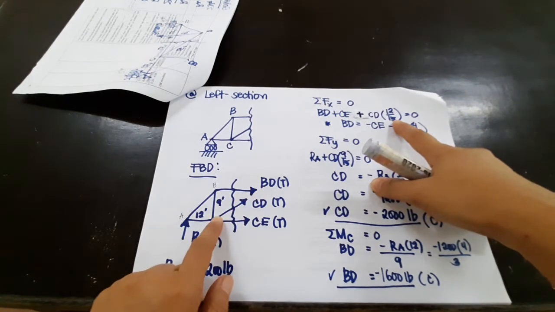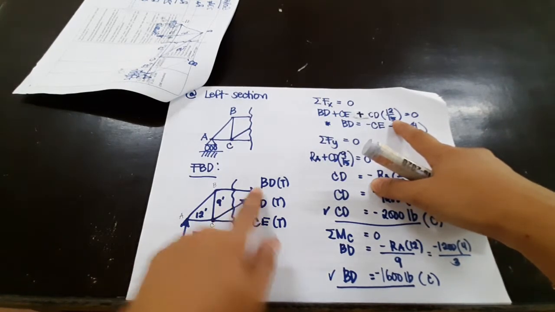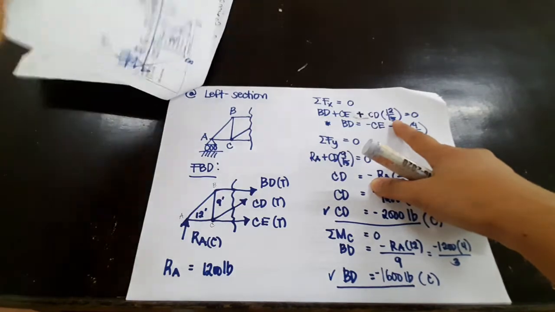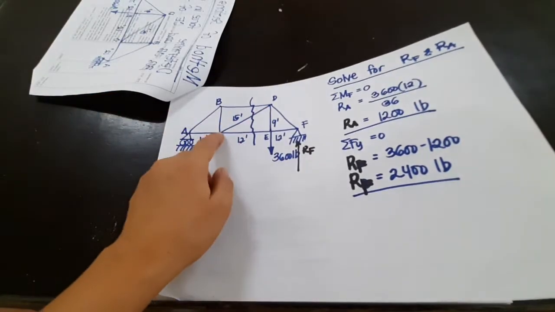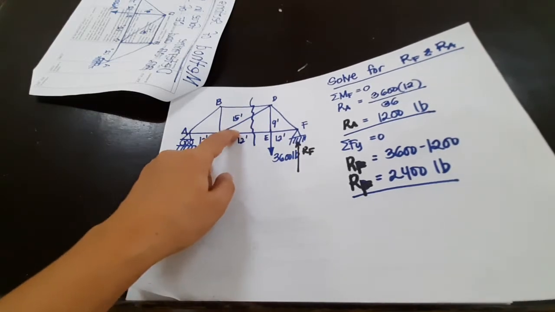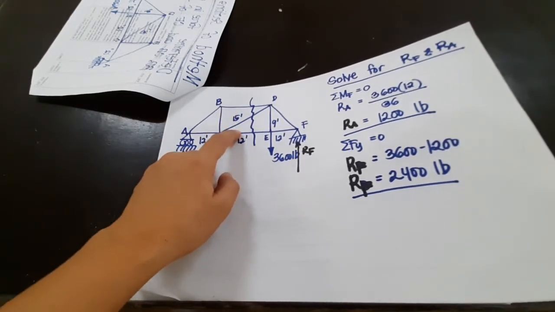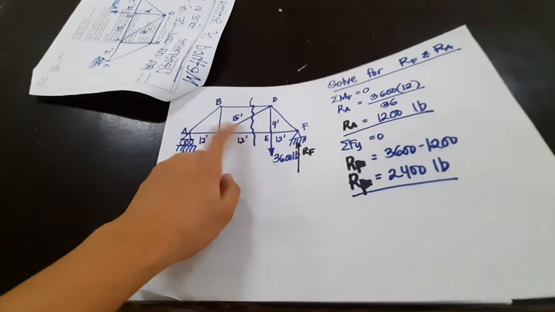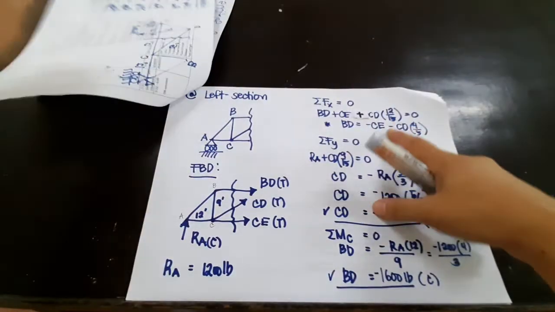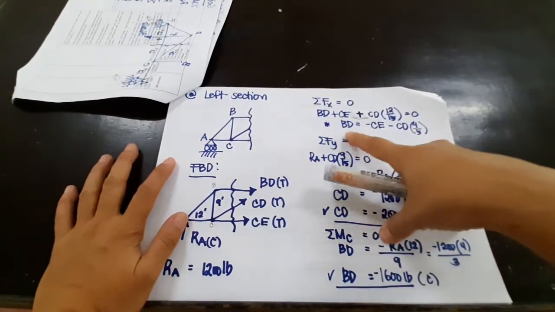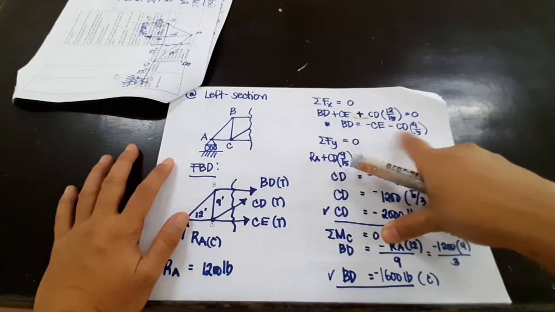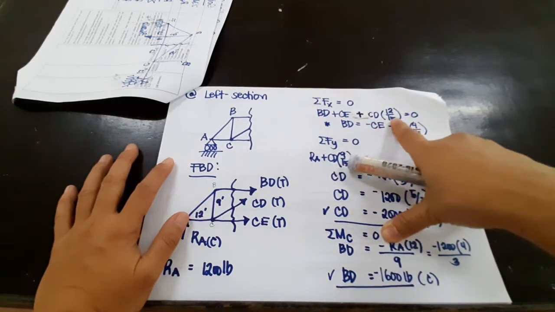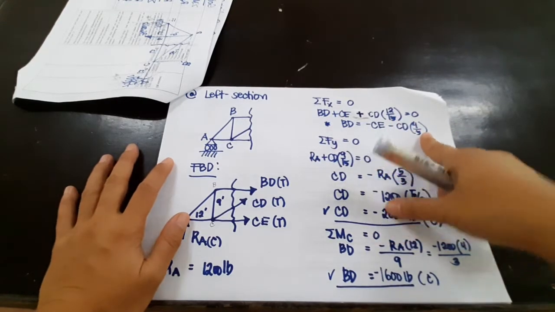This is 12 and that is 15. So the X component is cosine. Cosine theta equals adjacent over hypotenuse, and so we have 12 over 15. Manipulating this, we have BD equals negative CE minus CD times 4 over 5, where we simplify 12 over 15 to 4 over 5.